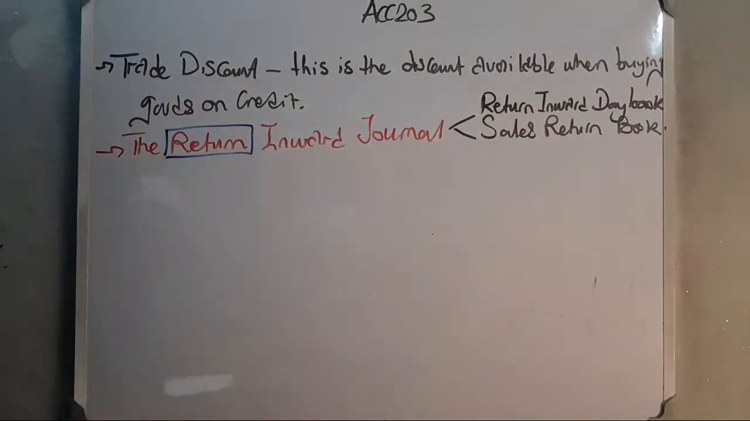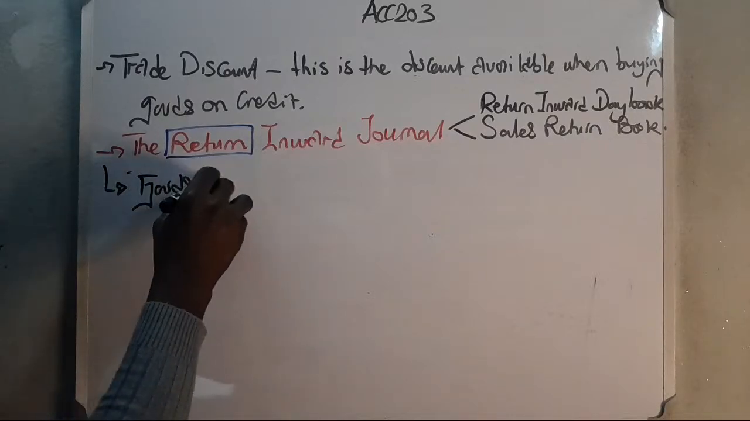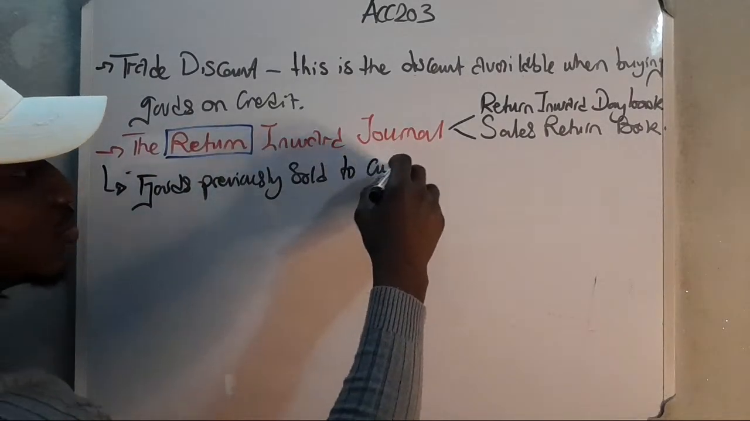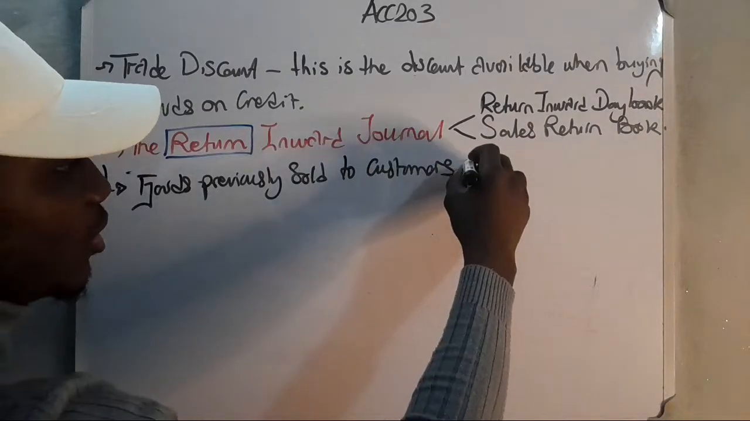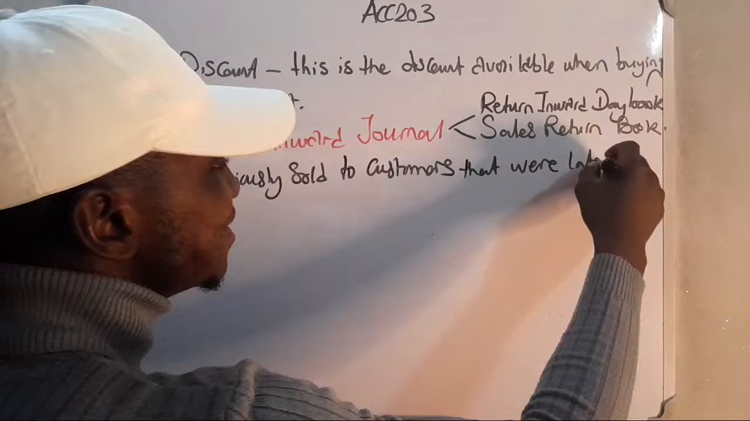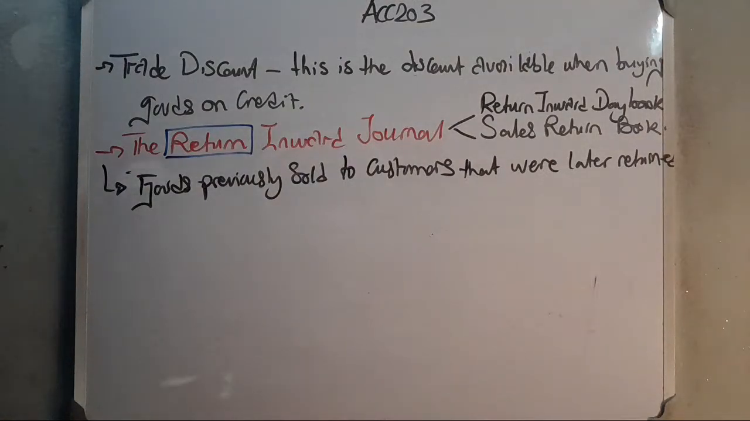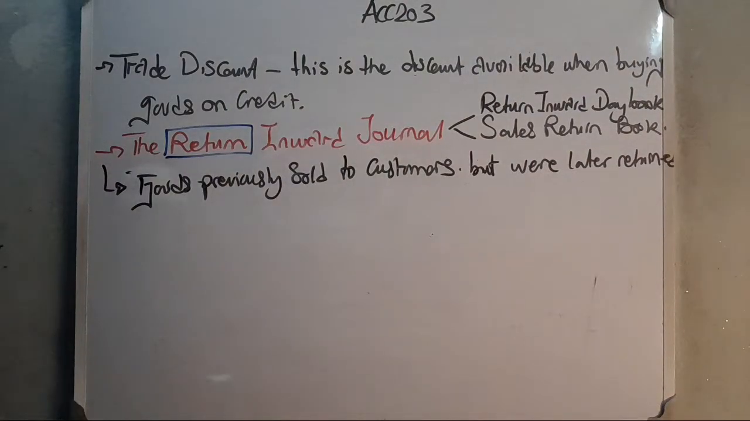So now let's quickly take that down. So we have goods previously sold to customers that were later returned by the buyer to the seller.